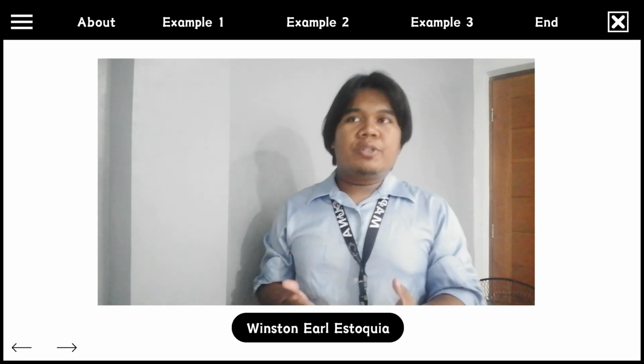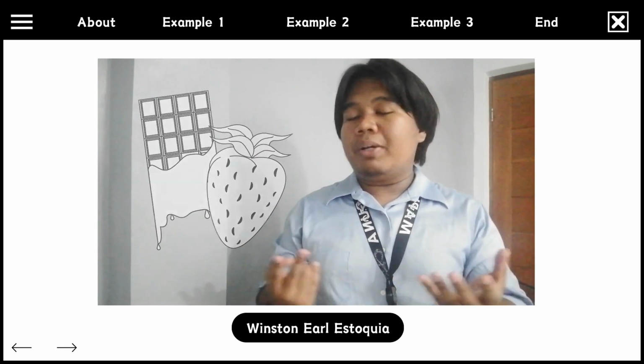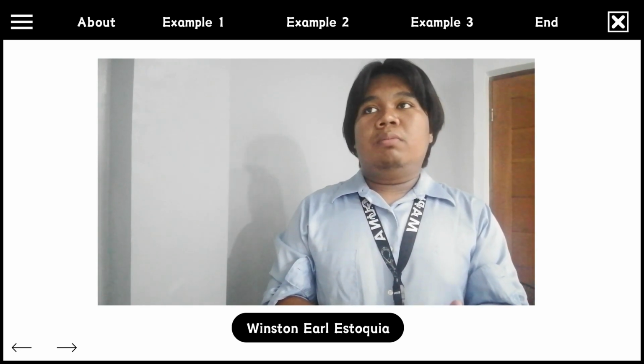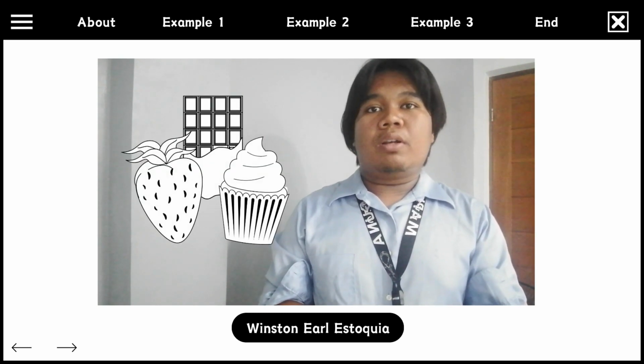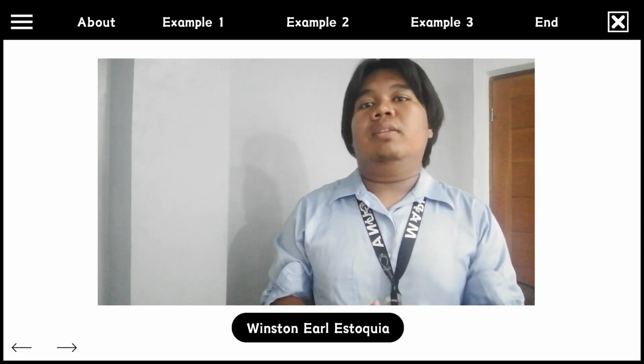What about those students who picked both chocolate and strawberry? What about those who picked both chocolate and vanilla? And most importantly, what about those who picked all of them? And that's where the Venn diagram comes in.